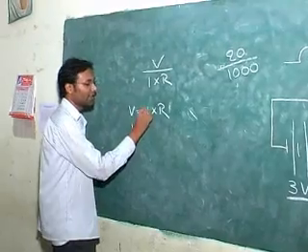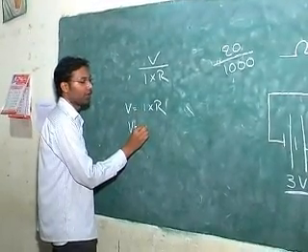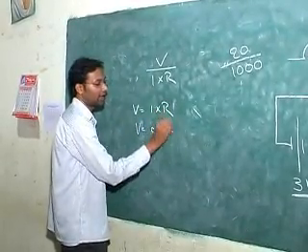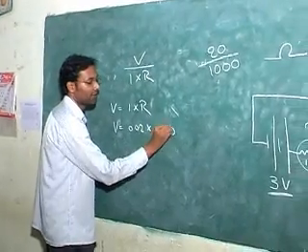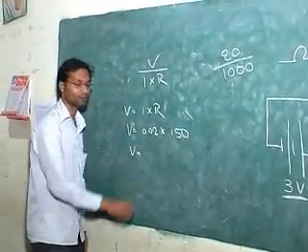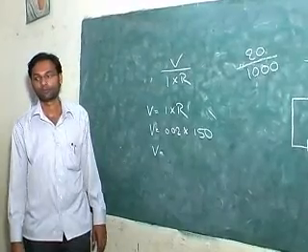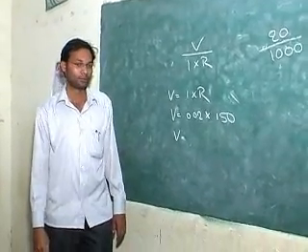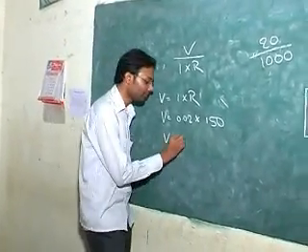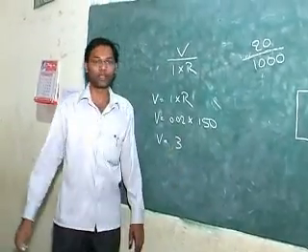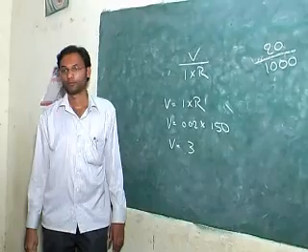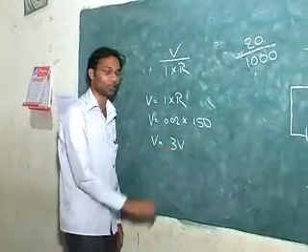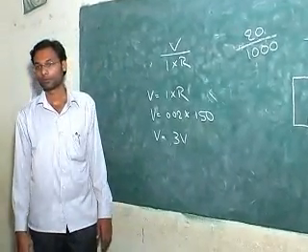So V is equal to, what is the I value now? 0.02 into R. What is the R value now? 150. Then the V value is? Make your calculation. Obviously it should be 3. Have you got the answer? Then it is 3 volts.